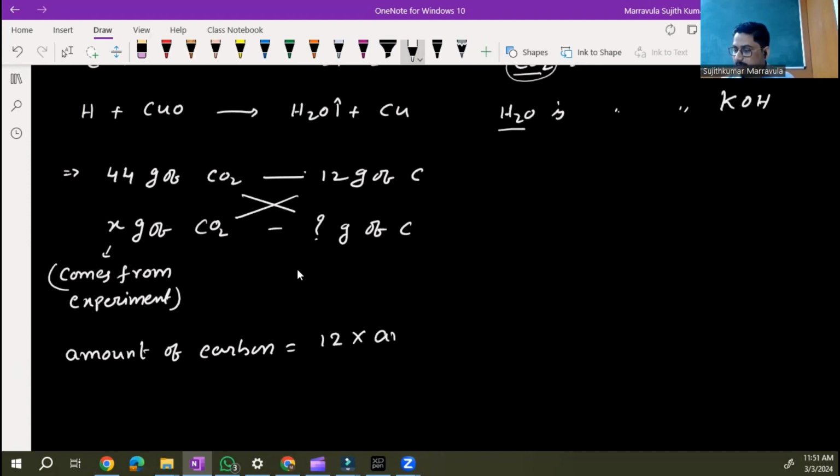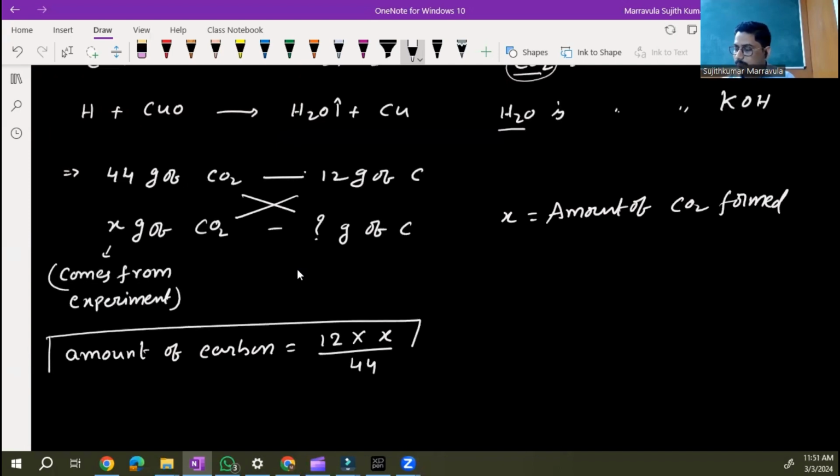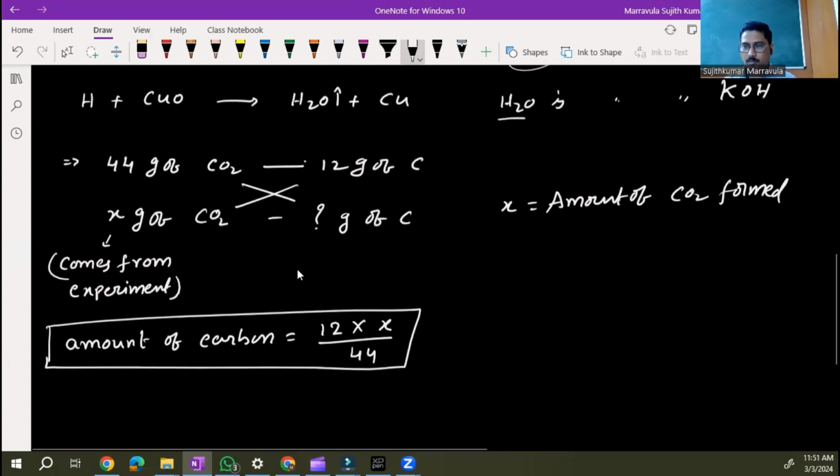So here X is the amount of CO2 formed, right? So the amount of carbon is 12 into X divided by 44. This is the amount of carbon which is present in the organic compound. So based on that, problems will come.